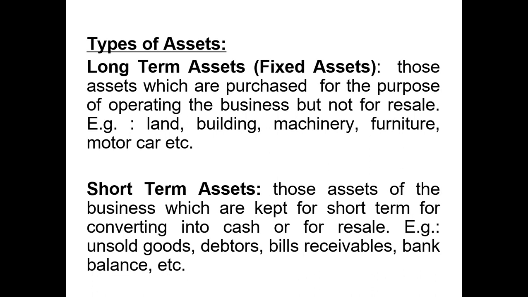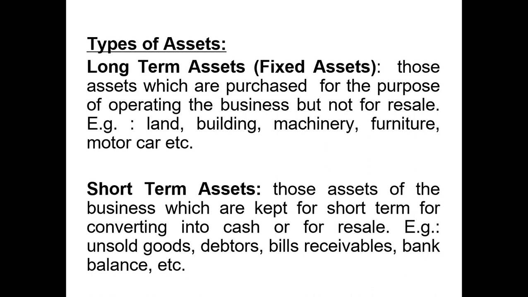So when we talk about short-term assets, these are those assets which are kept for the short term, for converting them into cash or for resale. So you can simply bifurcate the long-term and short-term assets. If assets are purchased for resale, that means these are short-term assets. If it is there for providing benefits for a longer period of time, not for the reselling purpose, it becomes a long-term asset. So short-term assets are the assets which provide the benefit within a 12-month period.